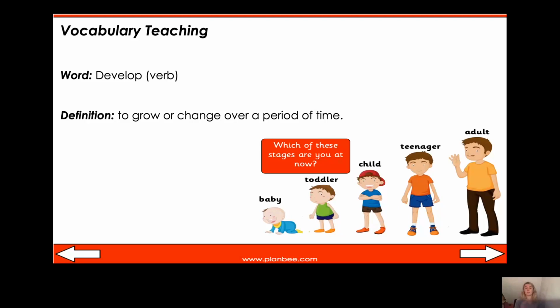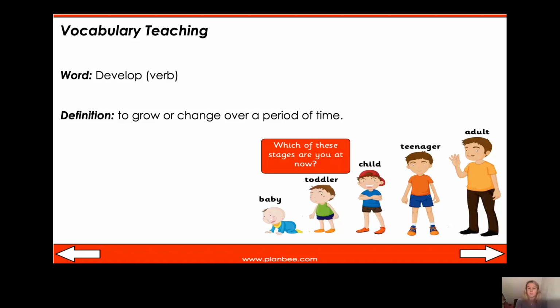It describes an action. And it means to grow or change over a period of time. So a baby is between the age of 0 and 1. And over that time, they develop, okay? So they go from not being able to sit up to being able to sit up. So they develop over that short period of time. They change, they grow so that they go from not being able to sit up to being able to sit up. And you can see as well on these different stages of your life, you develop, so you grow and you change over a period of time.